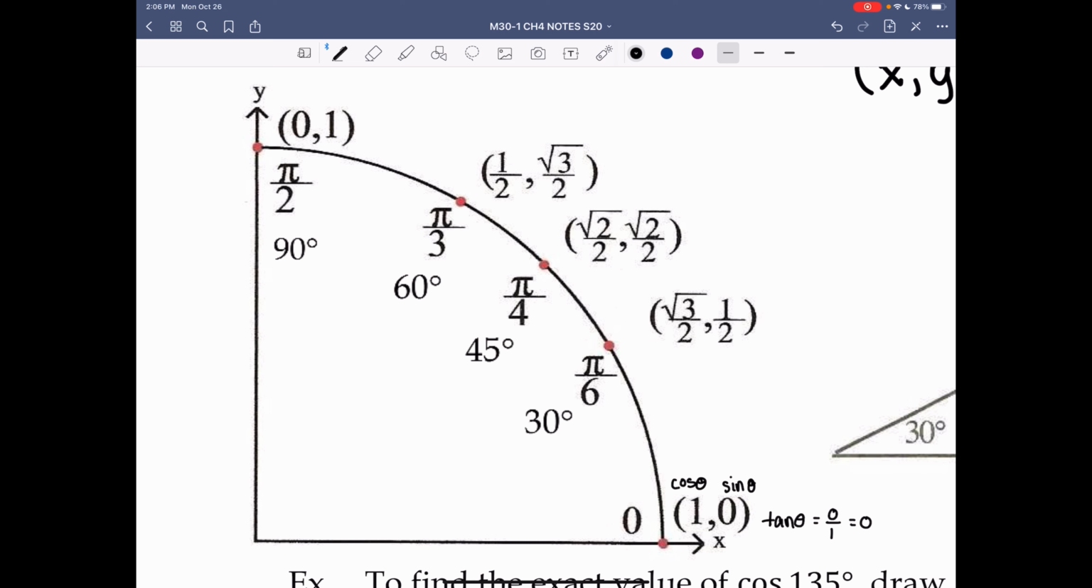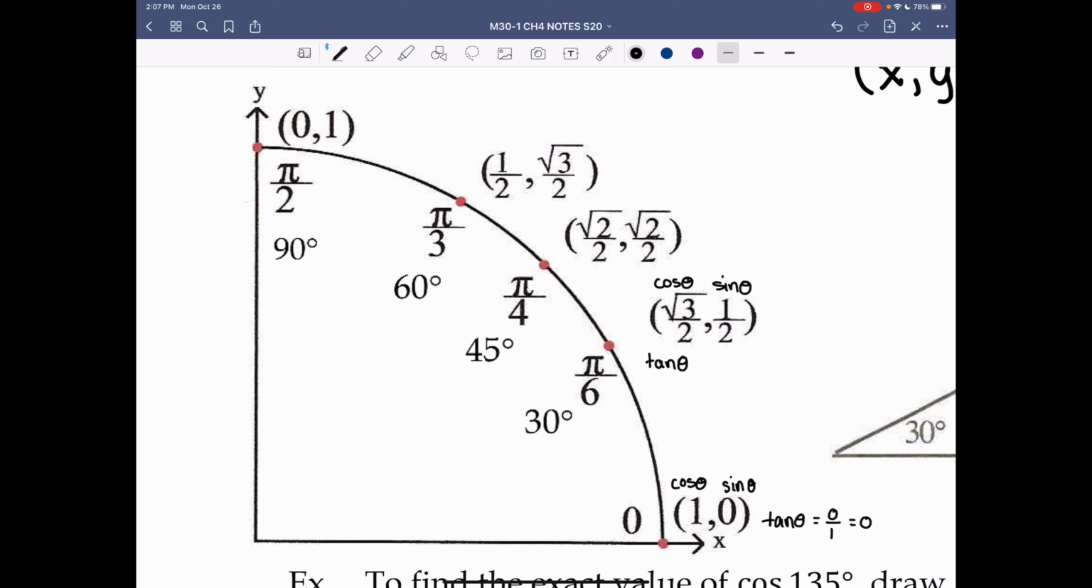In the next angle, 30 degrees or pi over 6, we have x equals root 3 over 2, which means cos of 30 degrees or cos of pi over 6 equals root 3 over 2. And then we have y equals 1/2, which means sine of 30 degrees or sine of pi over 6 equals 1/2.